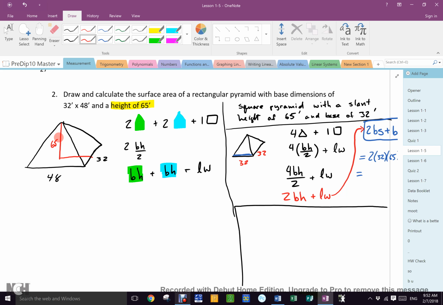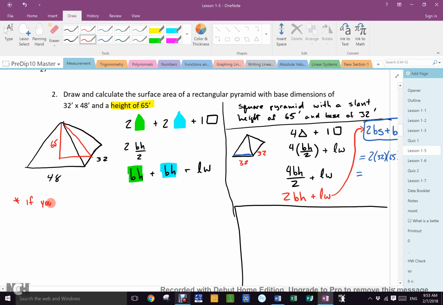Everyone agree? 65 doesn't help me find the outside, does it? I need to do some more math. I need this slant height, don't I? What shape did I just make? Triangle. What kind of triangle? A right triangle. Do we have a tool to find the third side of a right triangle? What is it? A squared, B squared, C squared.